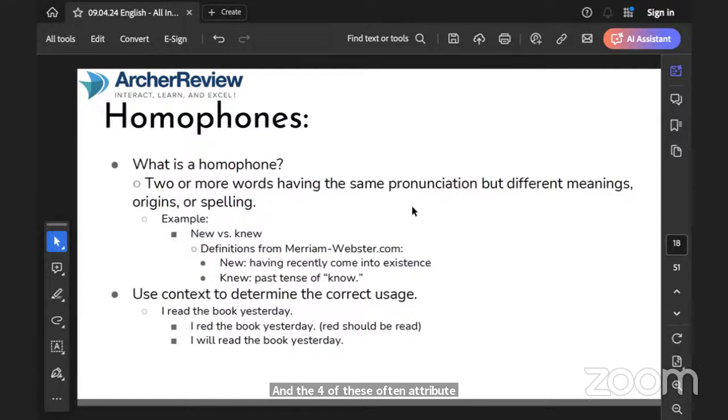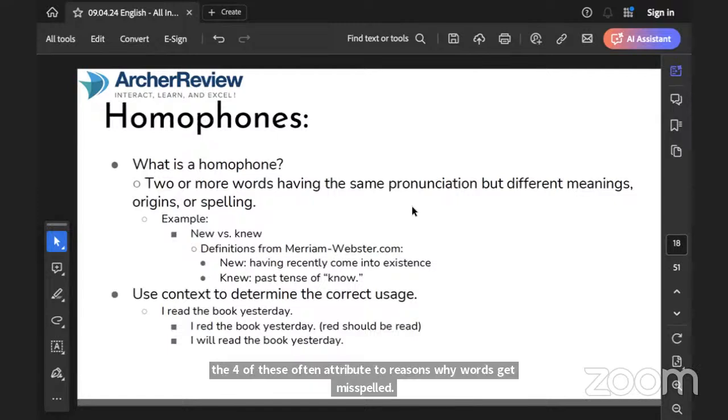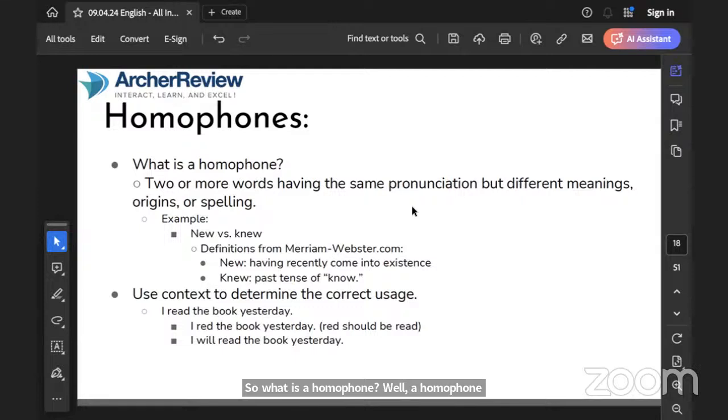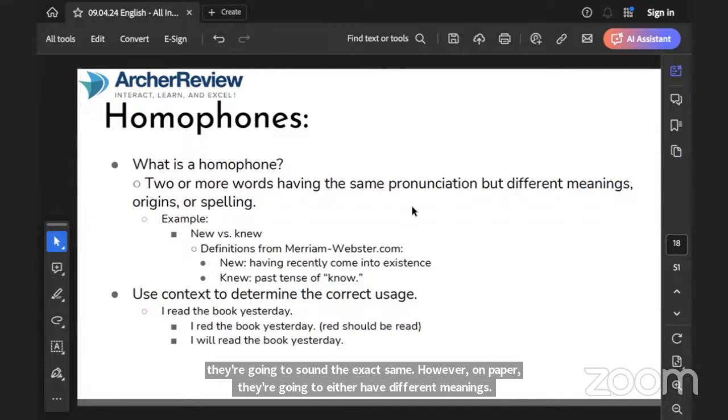So what is a homophone? Well, a homophone is going to be two or more words that have the same pronunciation, but they have different meanings, origins, or they could even have different spellings. So what this is saying is when you say them out loud, they're going to sound the exact same. However, on paper, they're going to either have different meanings or they might just be spelled differently.